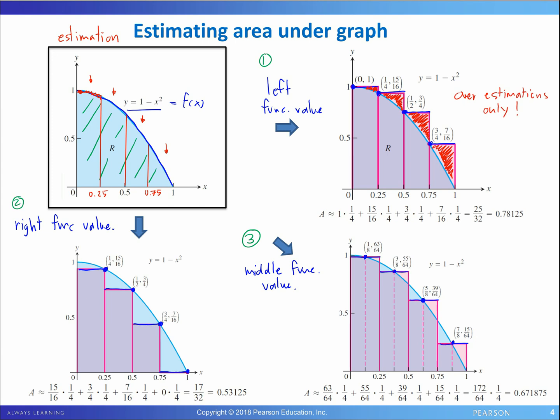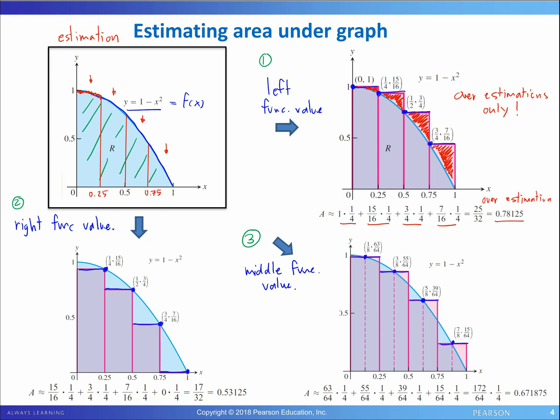At this point, you can calculate the area of each rectangle in this option. So this one is the area of the first rectangle, this one second rectangle, third rectangle, and the last rectangle. And the total area from 4 rectangles is 0.78125. Of course, this number is going to be overestimation as well.